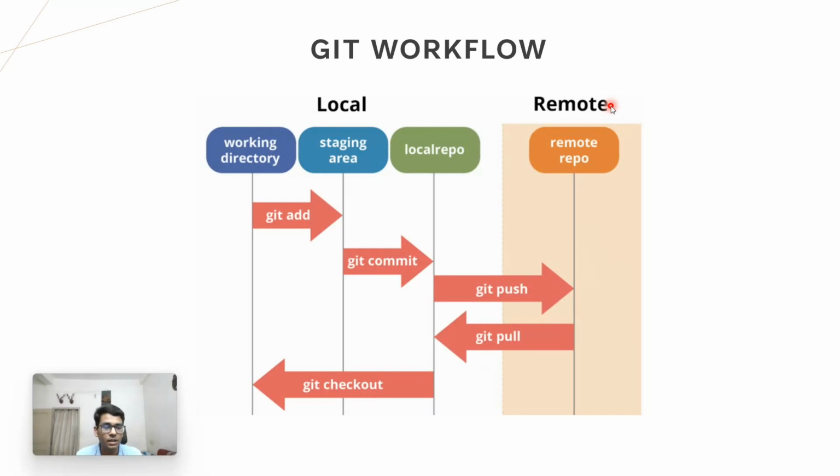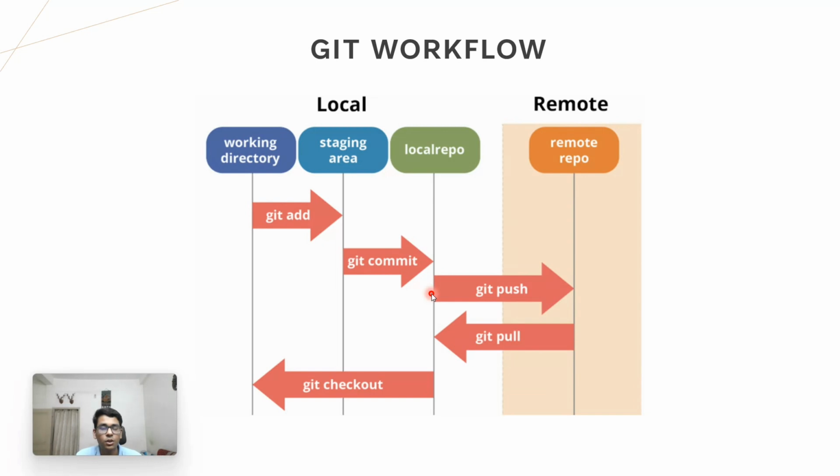Now let's have a look at the Git workflow. In our working directory, we initialize the empty Git repository and make some initial files and do the changes. Then I run the git add command, which would take all the files to the staging area, and there I do the git commit, which would be the current state of my local repository.